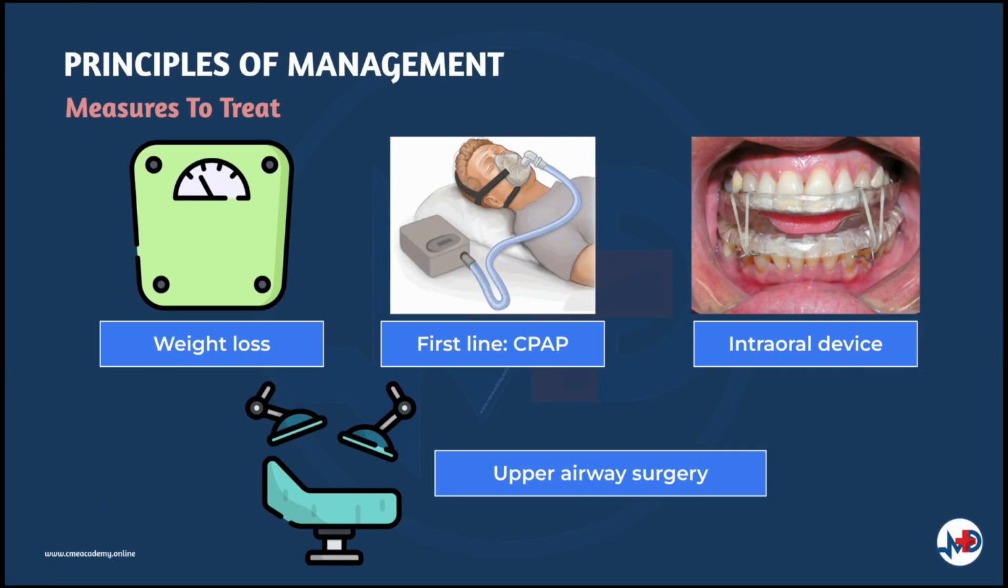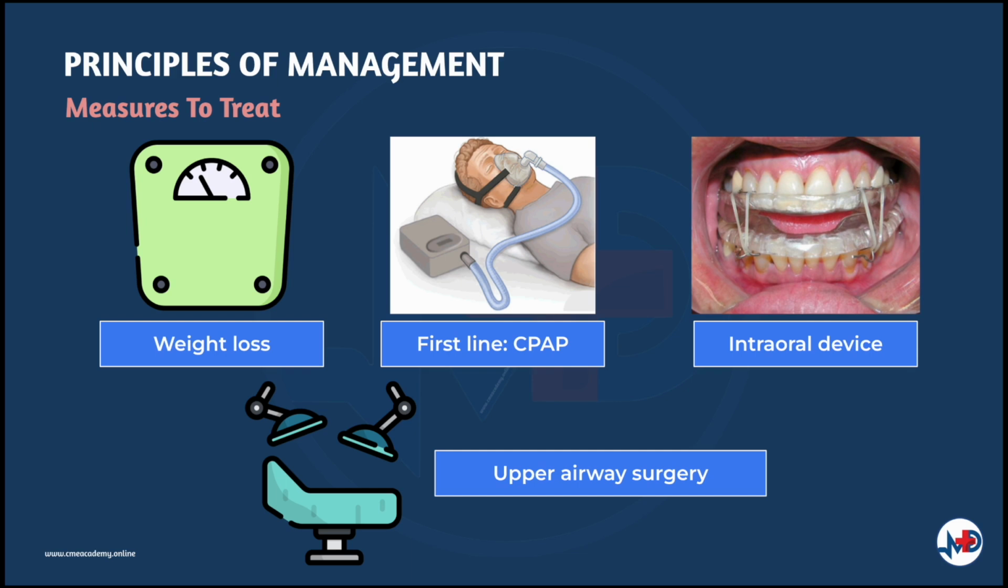Now let's take a look at measures to manage obstructive sleep apnea. Weight loss is generally advised to overweight patients, while continuous positive airway pressure is the first-line approach for moderate to severe obstructive sleep apnea or hypopnea syndrome. Intraoral devices used for mandibular advancement can be used if continuous positive airway pressure is not tolerated, or in the case of mild obstructive sleep apnea or hypopnea syndrome.